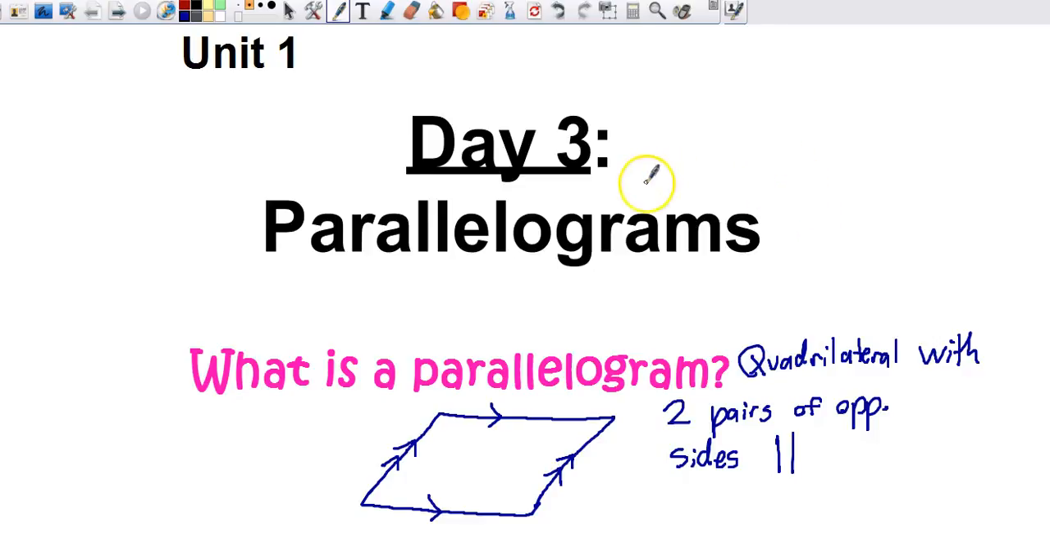Now, parallelograms are one of the most used quadrilaterals because they can be drawn into lots of different properties, and furthermore, shapes like rectangles and squares and rhombuses are all parallelograms. So really, this is kind of a base model for some of the other ones that you see.